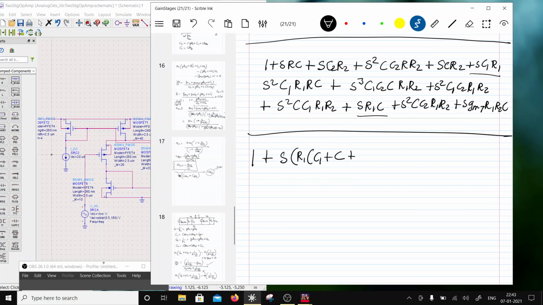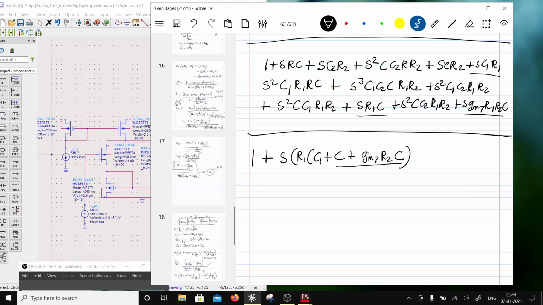This is going to be GM7 R2, GM7 R2, and then C. So this is the Miller part, 1 plus GM7 R2 times of C. So this is the Miller capacitance, right? So this is the first term. Next is, let's look at other terms. So this is also accounted for.